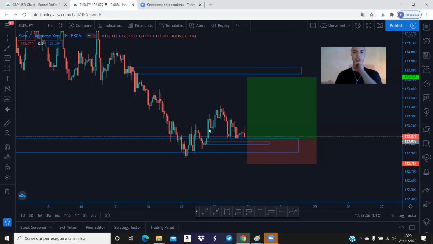Do you ever use it on the daily? No, usually I start analyzing from the daily, but just to understand where the market is going. But then I go to the 4 hours to understand my supply and demand areas.